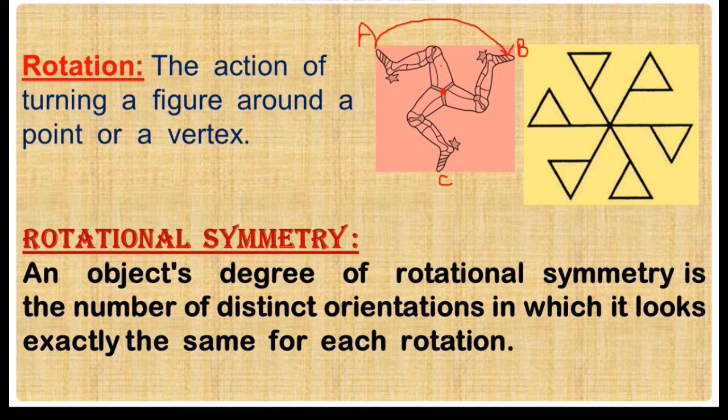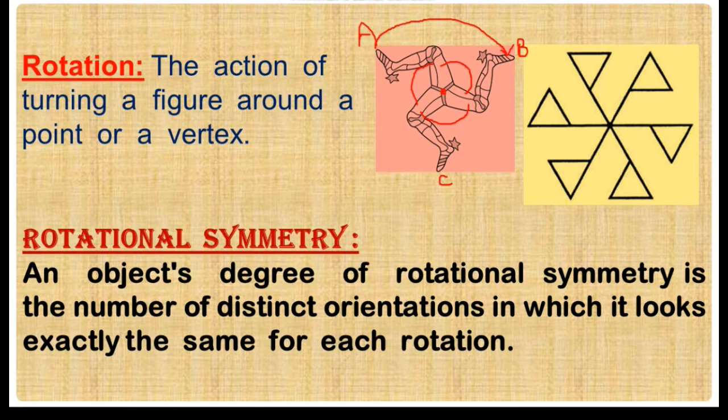3 times. So that is called the order of symmetry. 1, 2 and 3: in one complete rotation, it gets the same shape 3 times. So it has order of rotational symmetry 3. And at what angle should I rotate it to get exactly the same shape? It is 120 degrees.